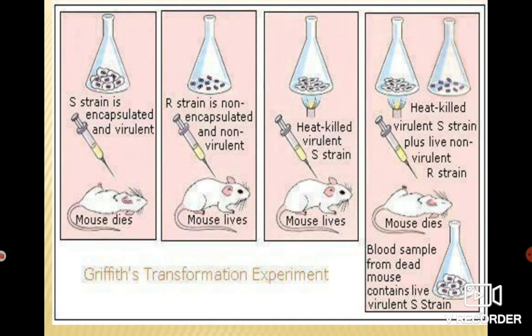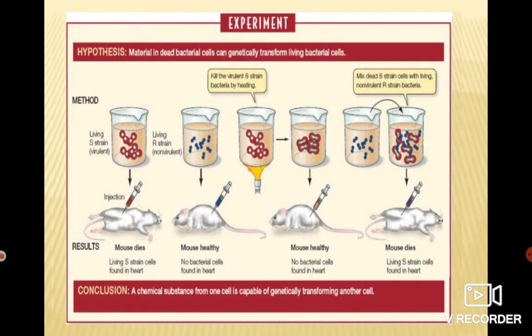He didn't explain that DNA is genetic material. He only concluded that there is something present in heat-killed S strain, and that something is the genetic material of that S strain. Due to that, these R strain get converted into S strain. See here, material in a dead bacterial cell can genetically transform a living bacterial cell.